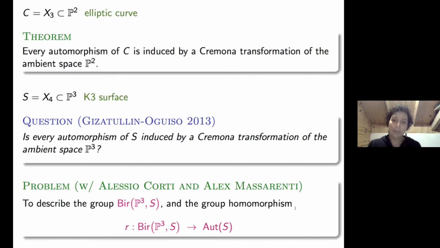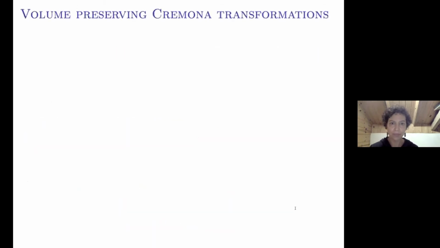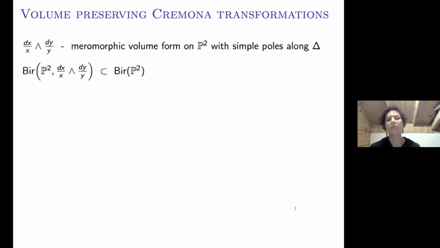Okay, so what we do is we develop a framework to address this type of problem, and this is what I want to discuss now. So what are the tools that we've been developing to try to answer this problem? This is what we call volume preserving Cremona transformations. This notion of volume preserving is not new. So let me just give you an example.